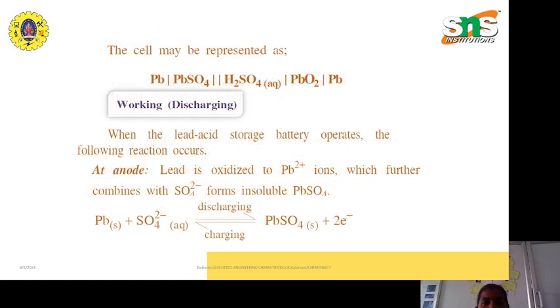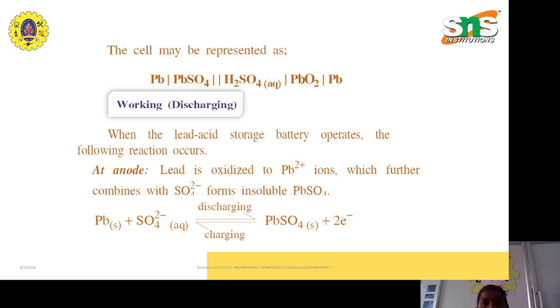This lead acid battery is represented as Pb / PbSO4 / H2SO4 / PbO2 / Pb. In this representation, the left hand side represents the anodic part, and the right hand side represents the cathodic part. The middle part is the electrolyte. So the anodic part and cathodic part are separated by a salt bridge that is represented as a double vertical line.